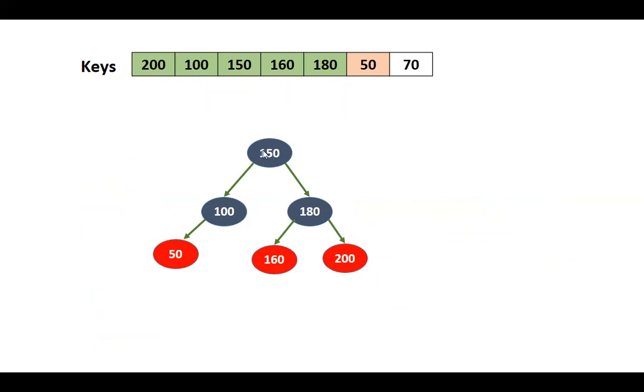Fine. Next what you insert is 50. So smaller than 150, smaller than 100. So 50 is inserted as the left child of 100. There is no red violation because 50 is red in color and it is inserted at a black node. Black nodes can always have red children, right? So there is no imbalancing of the tree.